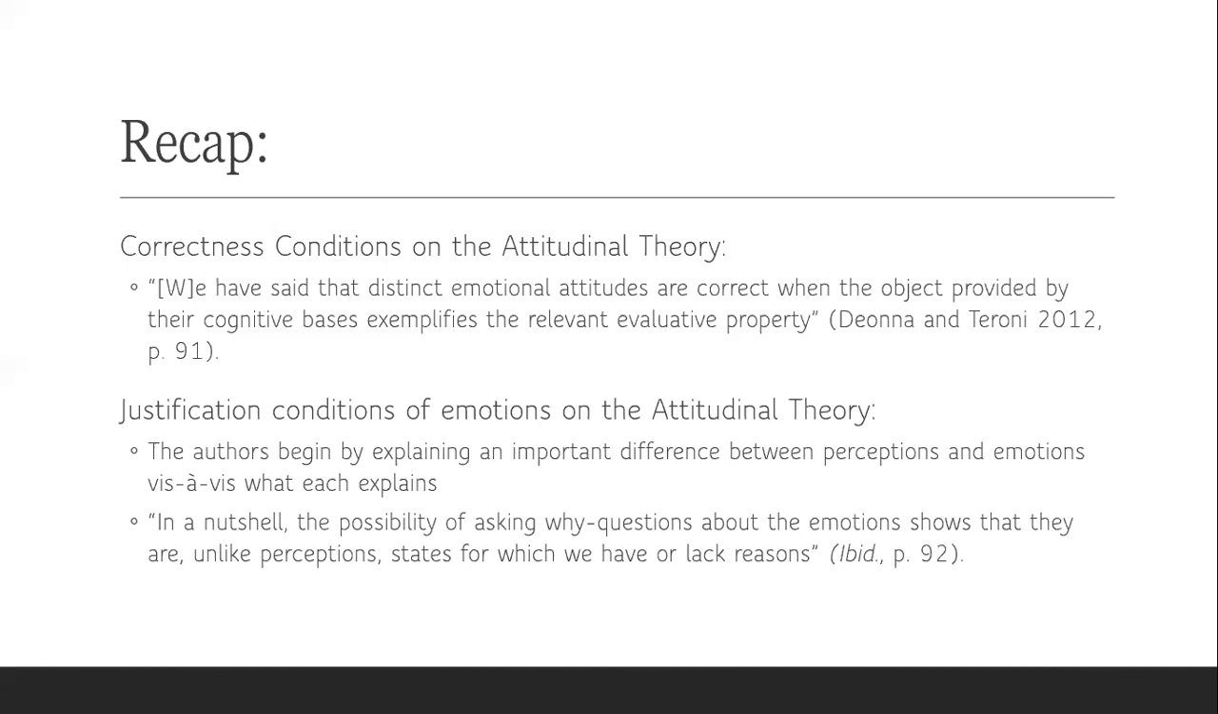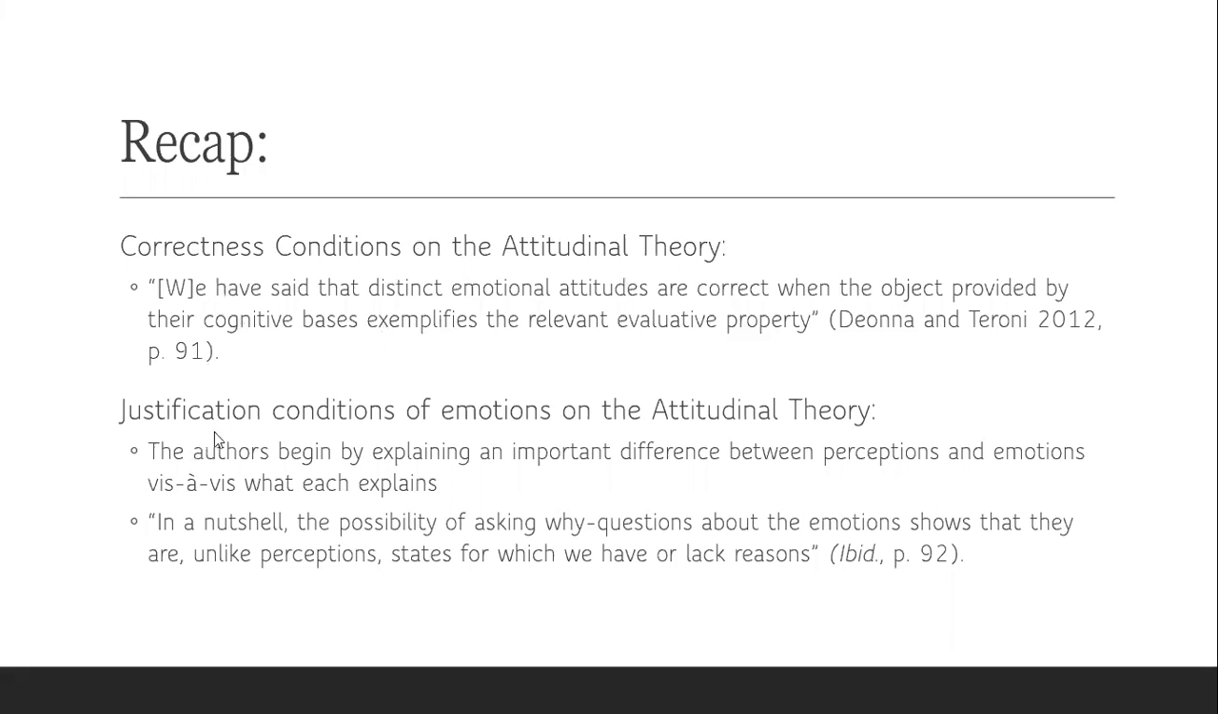But this isn't the case with emotions, right? If we say, why are you angry, for example, you might reply with, well, that remark was offensive. This person said an offensive remark to me. And we can even ask more why questions, like, well, why was it offensive? Why were you offended by this, right? So being in that state of anger is, unlike looking at a blue vase or a tree or whatever, a state for which you can have or lack reasons. And this is going to get us to the justification conditions of the emotions, as we will see in a moment. So that's it for the recap.